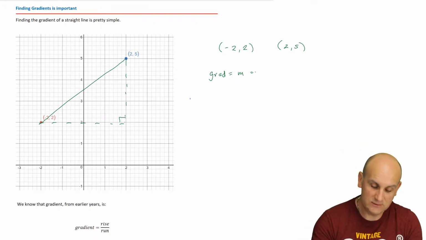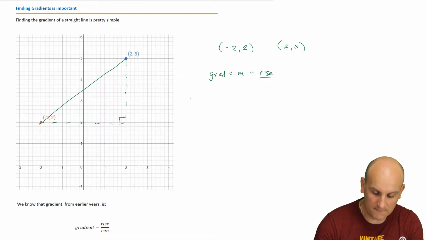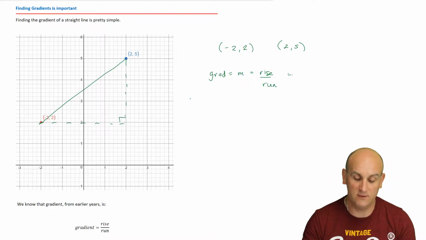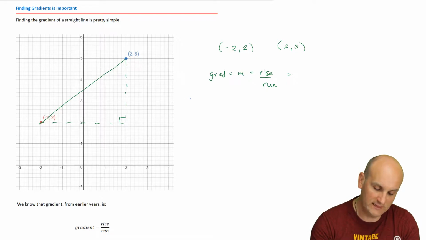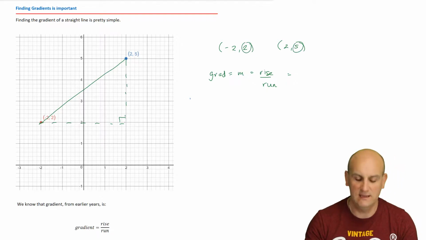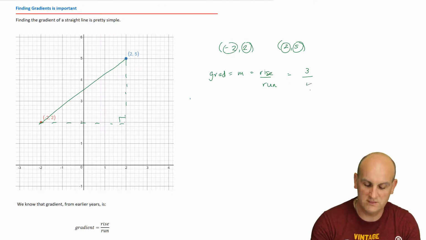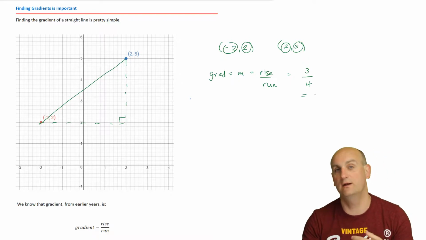So the gradient is equal to rise over run. And obviously, in this situation, you always have to make sure that you do the y coordinates first. Now, how do we do that? We look at the difference between 2 and 5, and so my rise in that situation is 3 units, and my difference for the run is -2 to 2, which is 4 units.